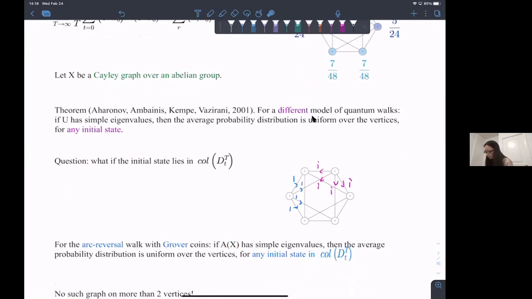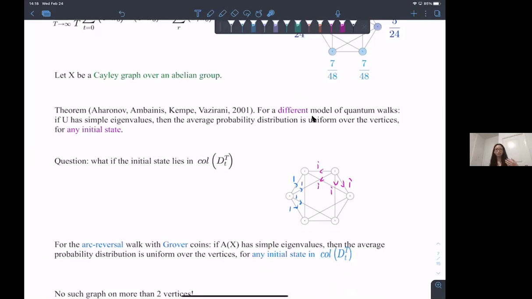Okay, then for any initial state that's constant on the outgoing arcs, for example, you assign the same numbers to the outgoing arcs of 3 and the same numbers to the outgoing arcs of 1, then as long as your initial state is of this form, the probability distribution is always uniform over the vertices. Now the problem here is there's no such graph, because we are assuming the graph is Cayley over the abelian group, and the only vertex transitive graph with simple eigenvalues is the graph on two vertices.